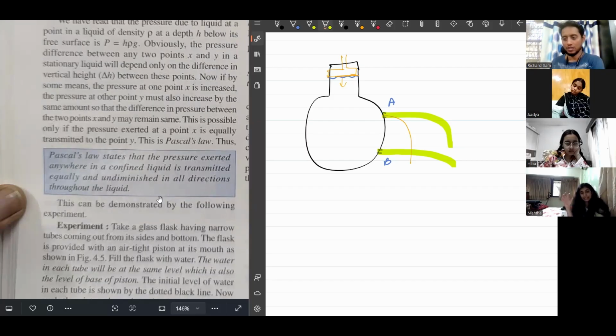And only in a contained space. It has to be closed. It has to be airtight. The water should not leak. It has to be closed.